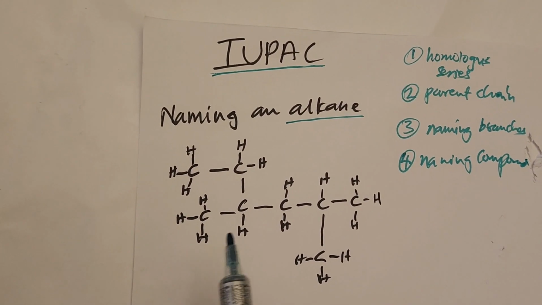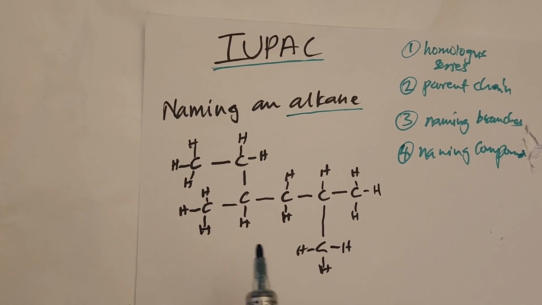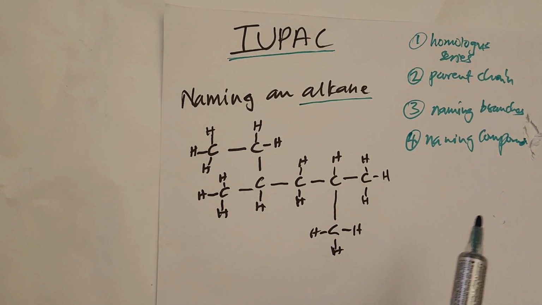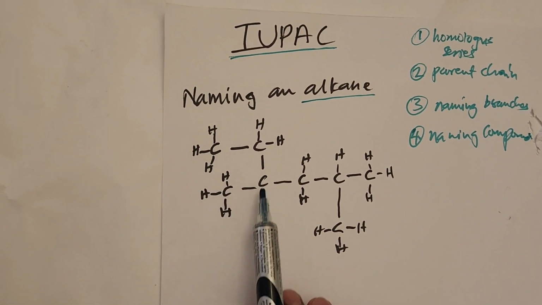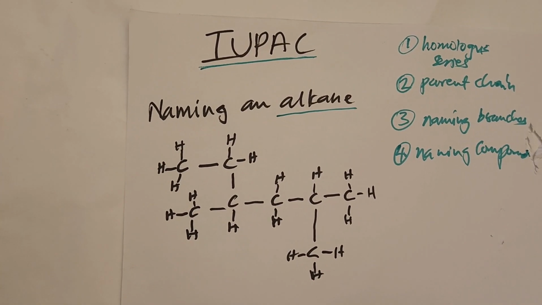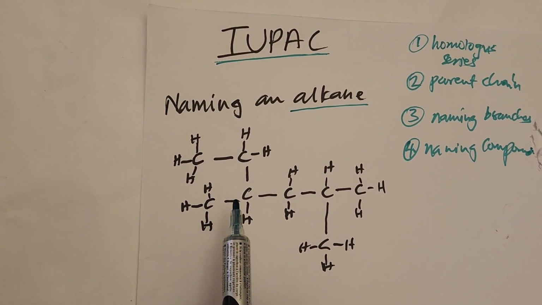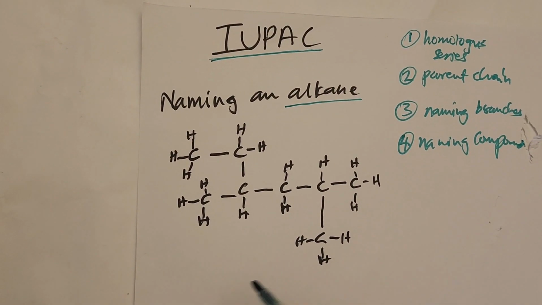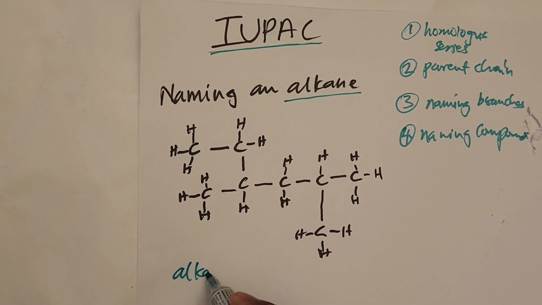We are given this alkane. It's an alkane because it consists of only hydrocarbons and only single bonds between carbon atoms. That's why it's an alkane. Remember, all alkanes are saturated. Now in naming we go for the homologous series. Which homologous series is this one? It's an alkane, we know, fine.